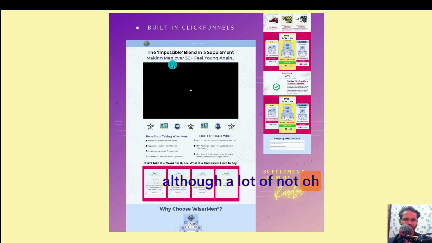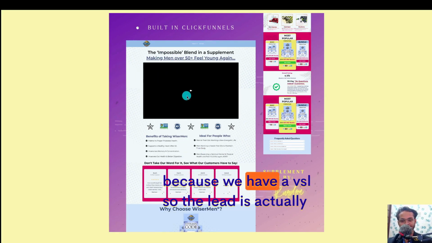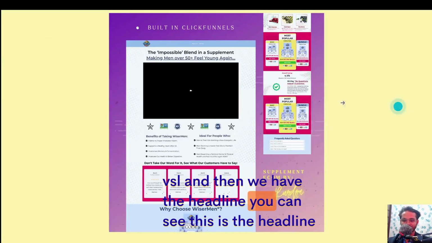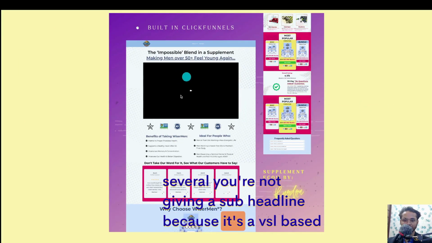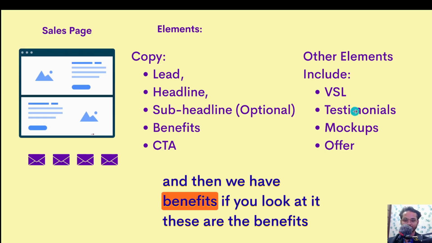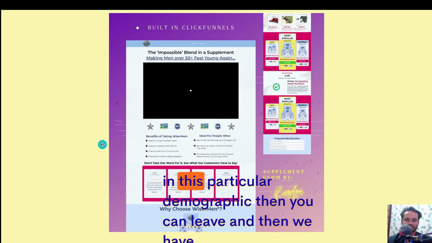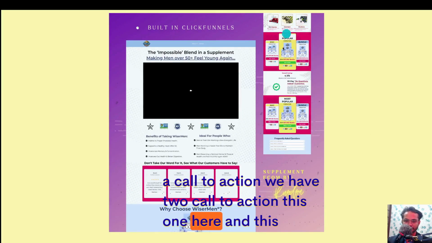The first thing is the lead. Although it's not mentioned here, because we have a VSL, the lead is integrated with the VSL. And then we have the headline. You can see this is the headline. And there's no subheadline because it's VSL-based. And then we have benefits. These are the benefits, and ideal for people. This is to qualify them. If you are not in this particular demographic, then you can leave. And then we have a call to action. We have 2 calls to action, this one here and this one here.